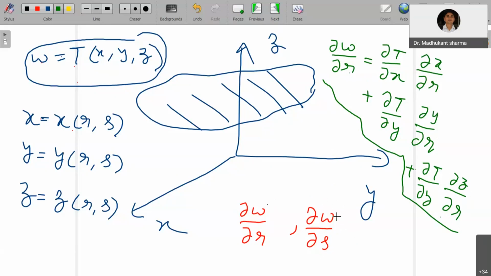Again, that can also be explained in a similar fashion by using the tree diagram. And again, what change we have observed here is that instead of dx by dt, dy by dt and dz by dt, you have partial derivatives now, not total derivatives. Why? Because x is not a single variable function. Okay, right.